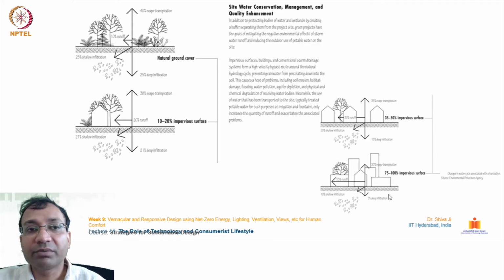Whereas in this last one, where the impervious surface is 75 to 100%, the runoff water is more than 50%, at 55%, and the deeper penetration and shallow penetration are only 10 and 5%, which is a worrisome situation that causes scarcity of water at the top soil level. So we must take care of these situations with pervious site design, where the top surface is taken care of.